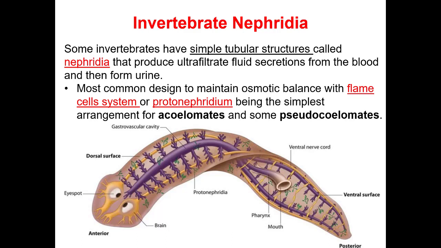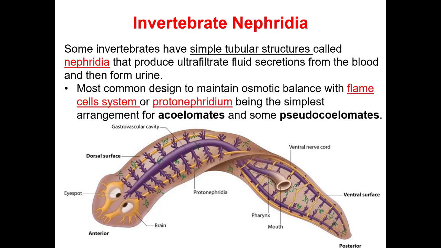Here is Flatty Platty, the platyhelminthes from one of our lab experiments, and is an example of the invertebrate filtering structure called the nephridia. This is common in phylum Annelida. These are simple tubular structures that produce filtrate. These fluid secretions come from the blood, which then exits the animal's body in the form of urine.